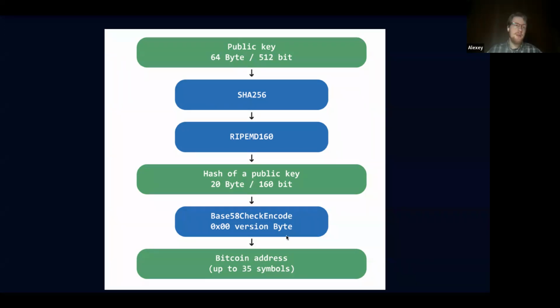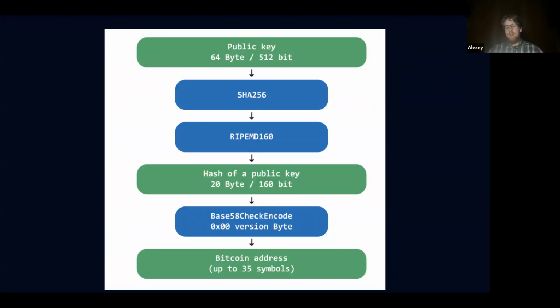checksum is calculated by double hashing the resulting hash value. So we take everything, hash twice, then we cut only 4 bytes from the resulting hash, and this will be the checksum. Then we smoosh it all together, so we get a version byte first, then 20 bytes hash of public key, this one, then 4 bytes of the checksum, and it gives us 25 bytes in total.